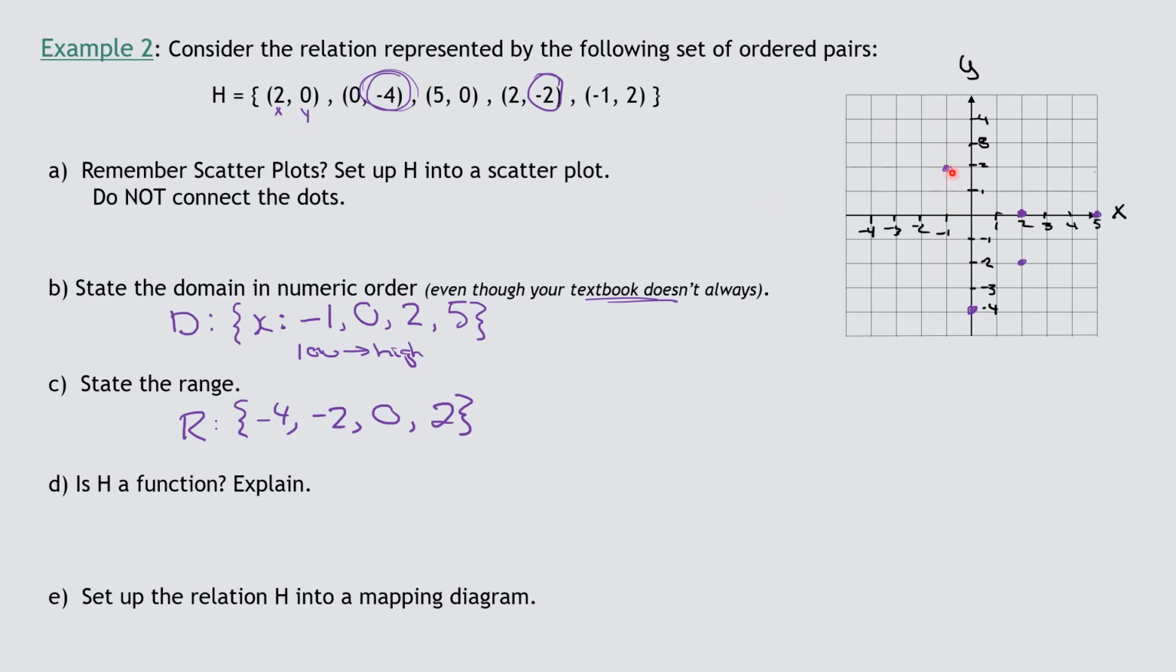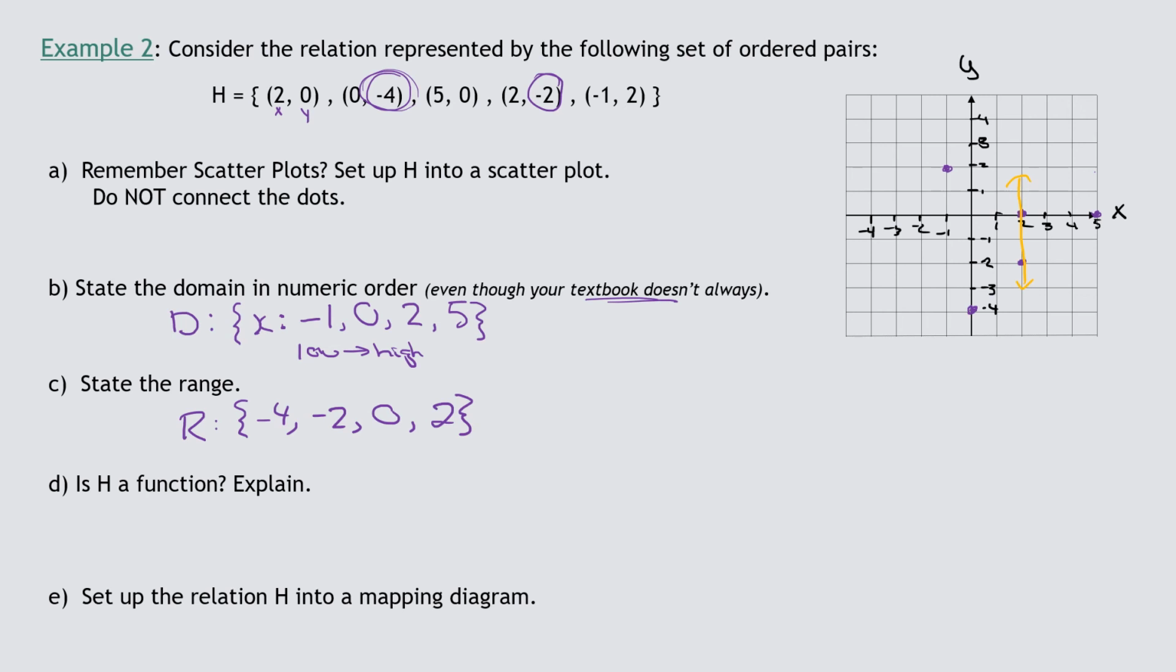If I drew a vertical line, it would just cross once. That part's a function. But is there anywhere on here where I could draw a vertical line and it would cross twice? Because if that happens, even once, then I don't have a function. And it does. When x is 2, right here, if I drew a vertical line right through x equals 2, it hits twice. I have 2 values.